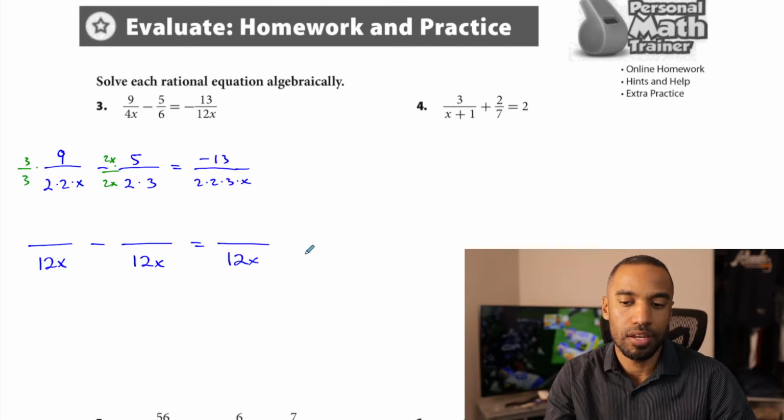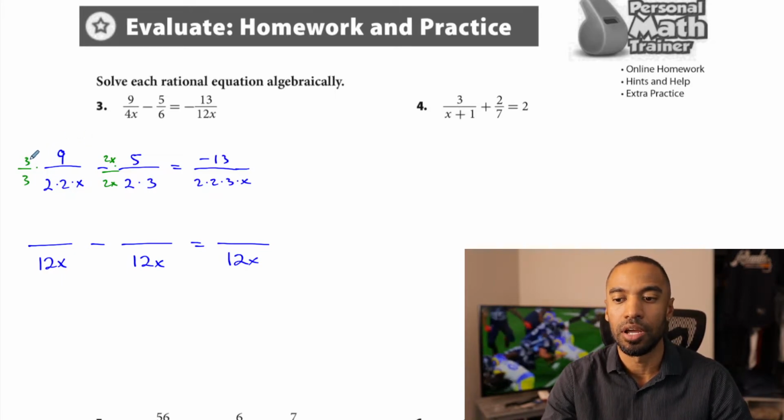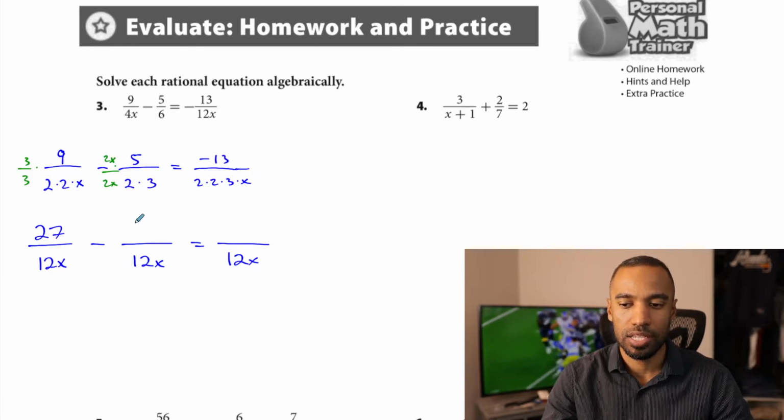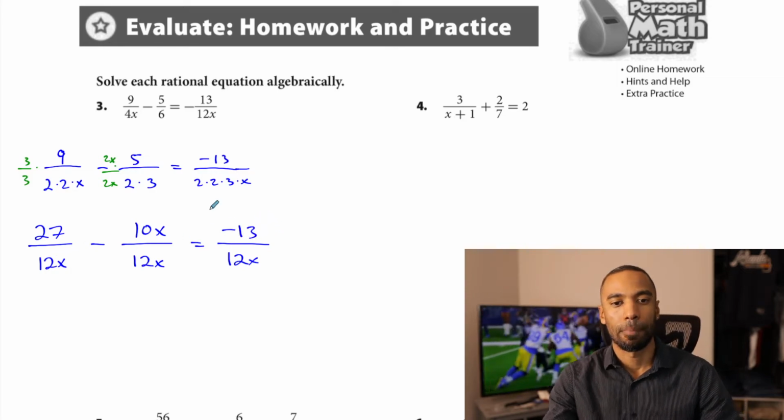Do I need to write it that way? No, not necessarily. It's up to you. In fact, at some point here, I'm about to get rid of the denominator. But on top, I have 3 times 9, which is 27, 2x times 5, which is 10x, and a negative 13.